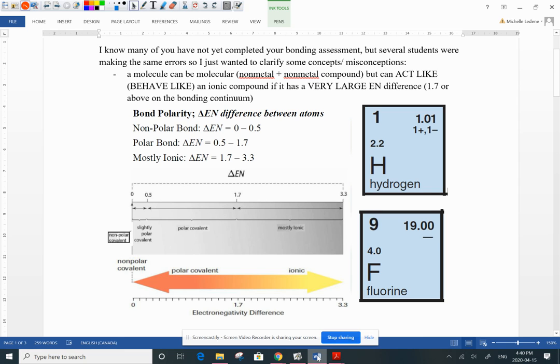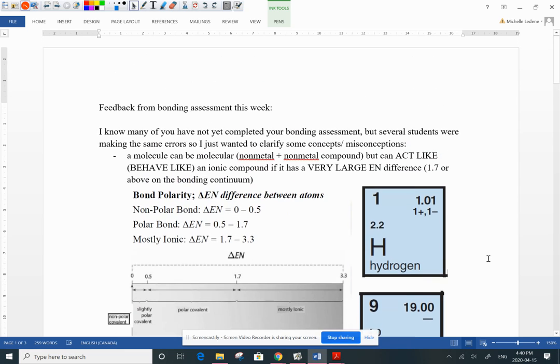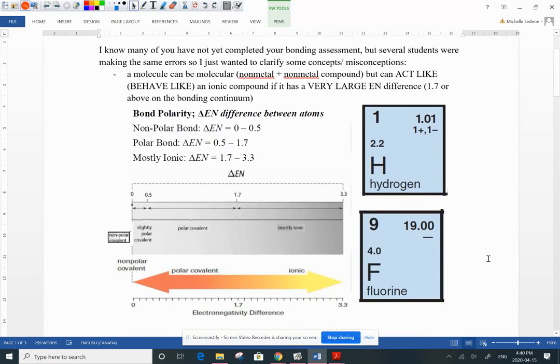Hey there, Kim 20s. I just wanted to talk to you a little bit about feedback from the bonding assessment this week. I know not all of you have completed it, but that's okay. I'm just noticing some errors that a lot of students are making, and so I just want to clarify some concepts, make sure there's not a misconception or a misunderstanding.